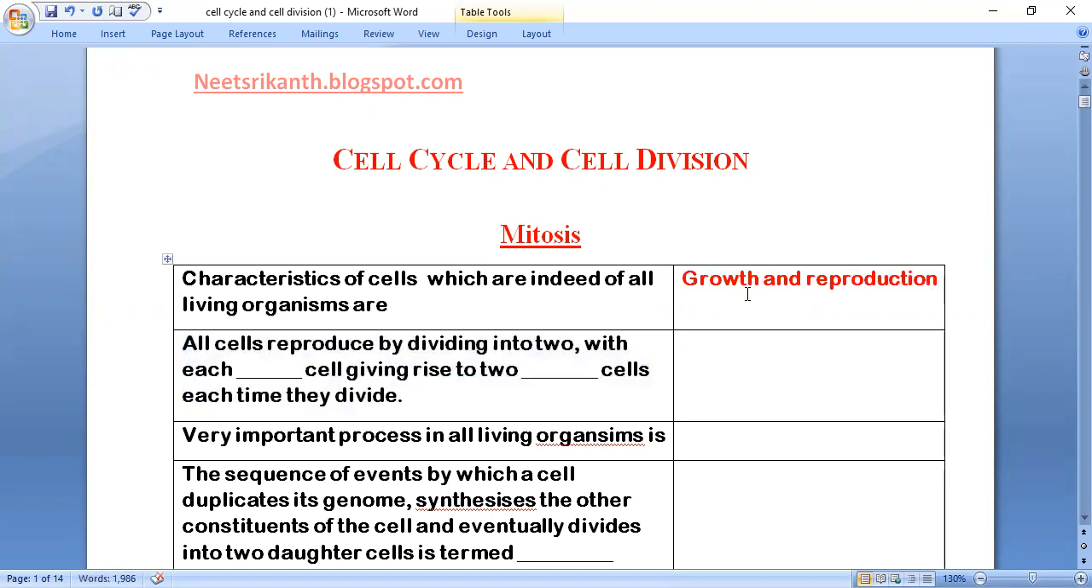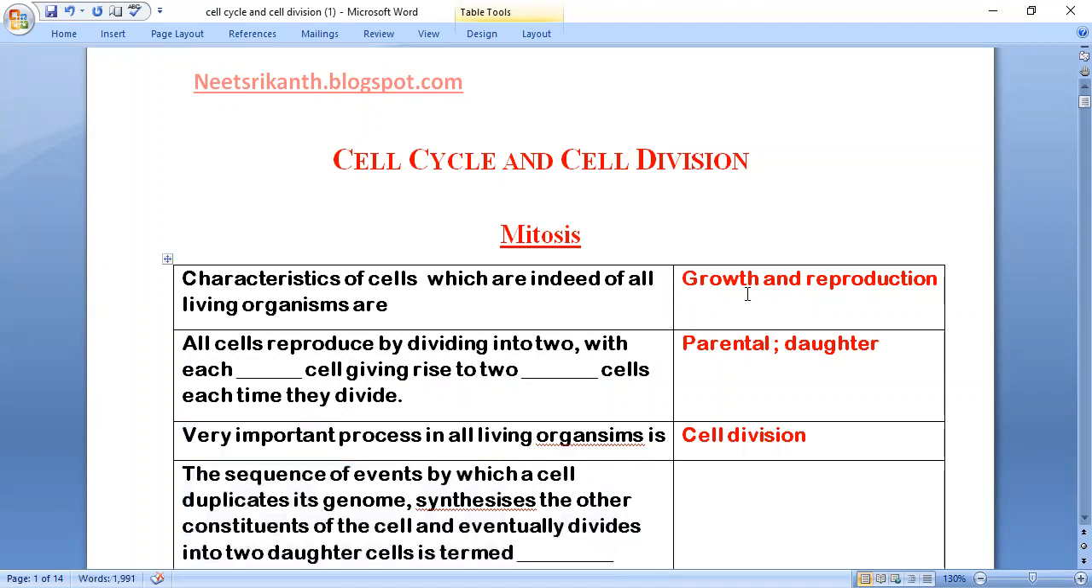All cells reproduce by dividing into two, with each parental cell giving rise to two daughter cells each time they divide. A very important process in all living organisms is cell division.